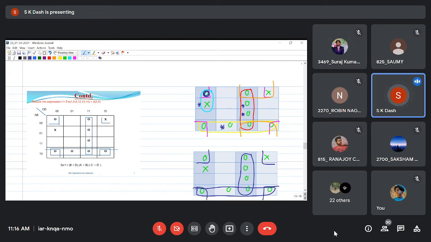Okay, so this is the answer. So in this case, what happens? This cross helps us in reduction, so we consider this to be 0. This cross doesn't help us, so we consider this to be 1. So we make a combination, a bigger combination using this quad. Okay.